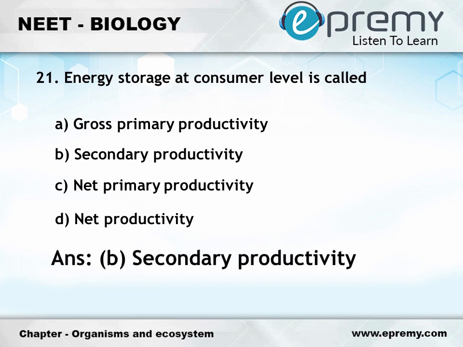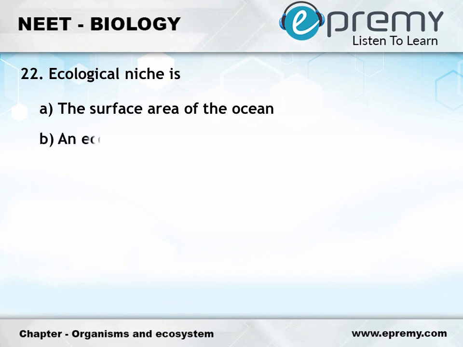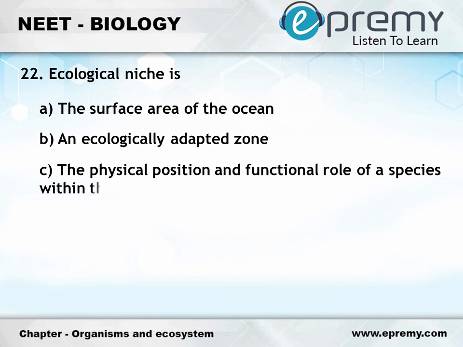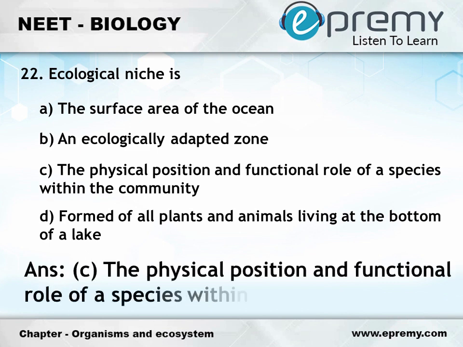Question number 22. Ecological niches. Option A, the surface area of the ocean. Option B, an ecologically adapted zone. Option C, the physical position and functional role of a species within the community. Option D, formed of all plants and animals living at the bottom of a lake. The answer is option C, the physical position and functional role of a species within the community.